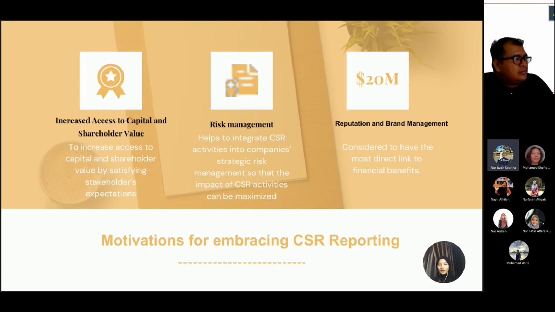Last but not least is reputation and brand management. As we know, reputation and brand management is considered to have the most direct link to financial benefit. In particular, this trend is more visible for industries which have end customers such as retail and also food.